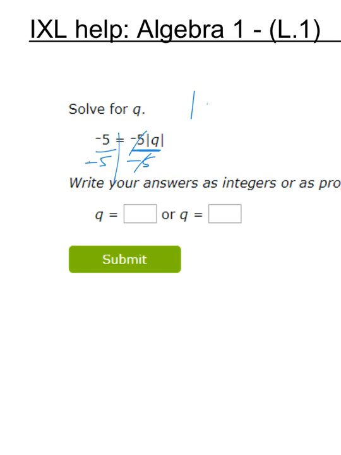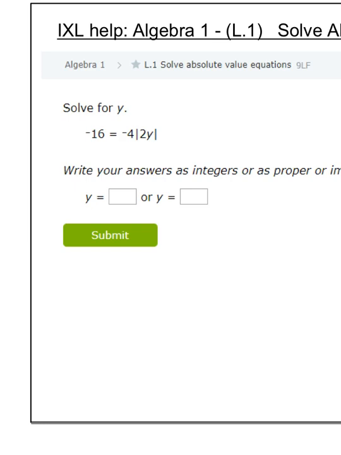I'm just going to switch it around now too, just so like we've done before, it's on the left side, but no different, just switching it around. And then on the right side, I got -5 divided by -5, which gives me +1. And so, yep, for this one too, I can take the absolute value of two different numbers and get +1. It'd be -1 and just 1.